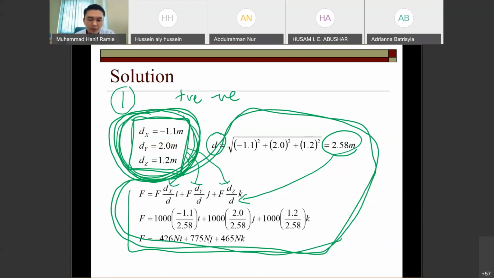value dx, dy, dz is correct. If wrong, then the rest is going wrong as well. So I just want to remind you, there are many mistakes from students for the first part, which is to determine dx, dy, and dz.